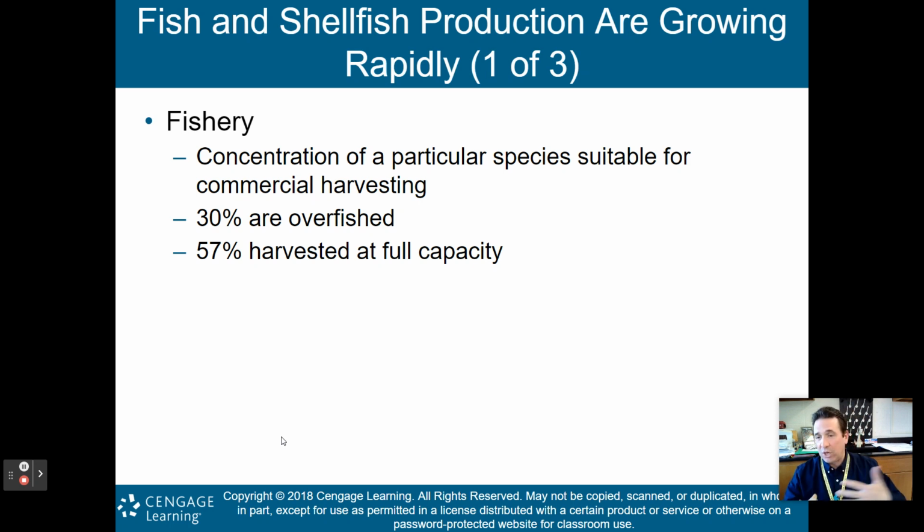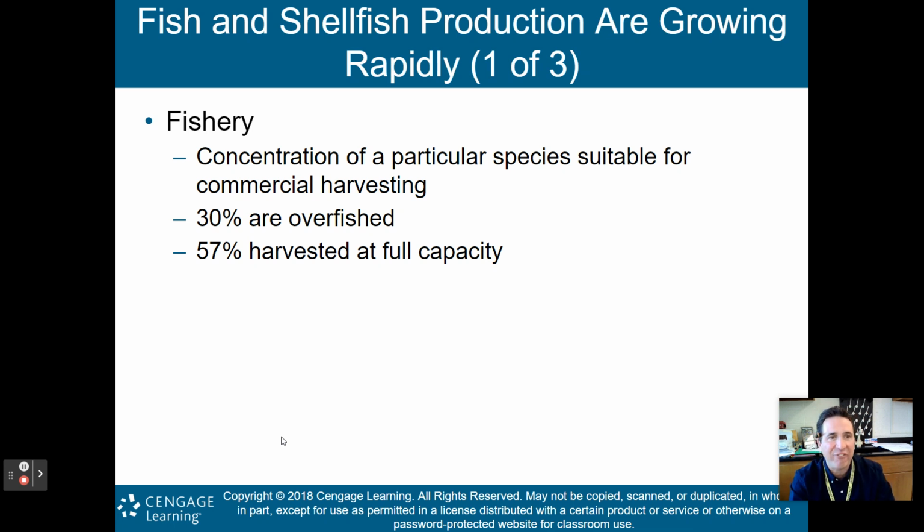All right, real quickly now, moving on. Again, we're talking about how all this food is produced, and then we'll talk more about how it affects the environment coming down the road here. So fish and shellfish production, just like meat and agriculture, is growing very rapidly.